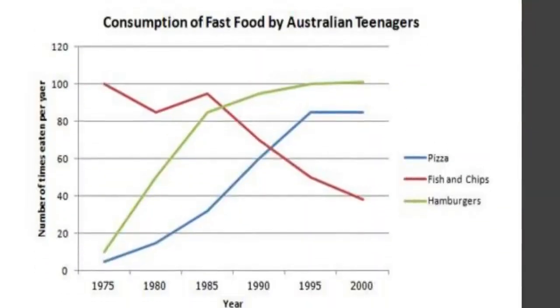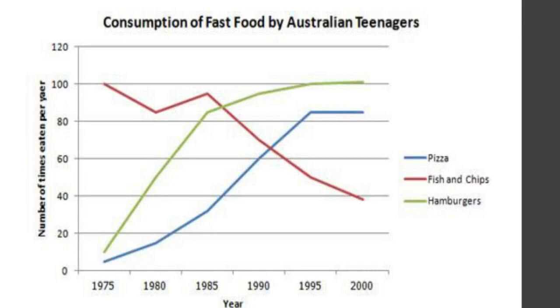This line graph shows us the consumption of fast food by Australian teenagers over a period of 25 years, from 1975 to 2000. Here we can see 3 lines have been shown. The blue line shows the consumption of pizza, the red line shows the consumption of fish and chips, and the green line shows the consumption of hamburgers.